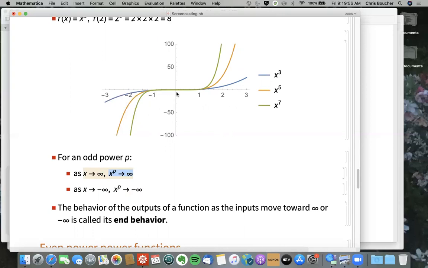On the other hand, if the inputs go to minus infinity, so this is the second case, this means I'm going down to the left. The inputs are going this way. What happens to the outputs? They go down, they go down, they go down. They are going to negative infinity.